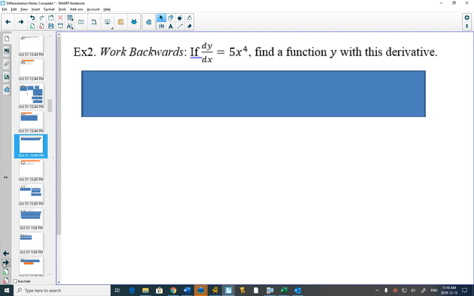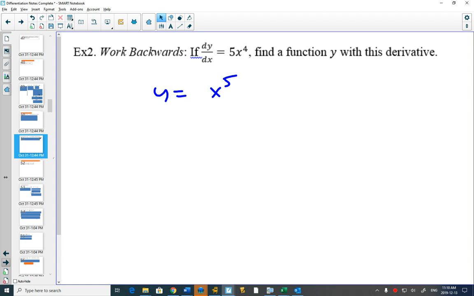Okay. Now we're going to work backwards. There's the answer. There's the derivative. Could you find the original function? And did you get y equals x to the 5? Perfect.